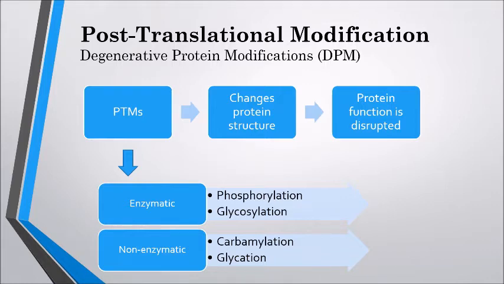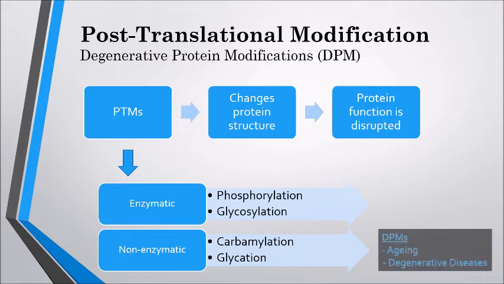Non-enzymatic PTMs can be generated by spontaneous chemical reactions. If these modifications result in the loss of function of proteins, they are said to be degenerative protein modifications, as they may cause aging and various degenerative diseases. Now, let us look in greater detail at one such non-enzymatic modification, carbamylation.